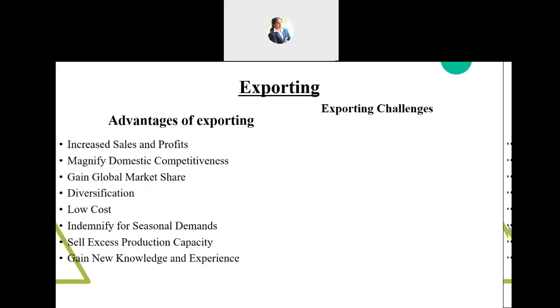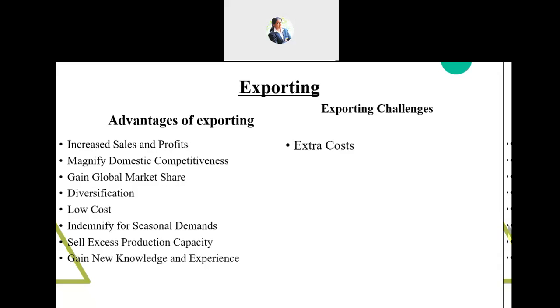And this exporting has its own challenges. Now, the first one is extra cost. Mostly, it takes more time to build up extra markets, which would be characterized by a longer payback, high upfront cost for developing new products or changing the design of the product, and also other administrative costs associated with the marketing of the product.